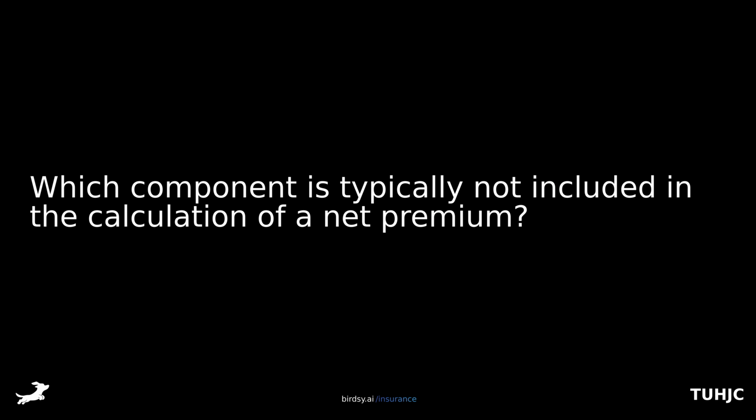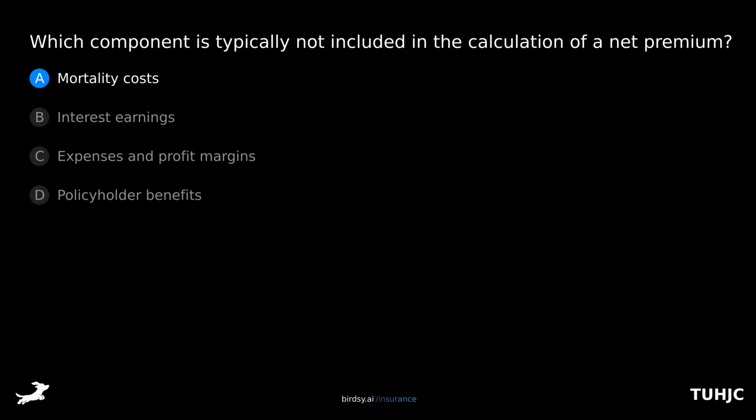Which component is typically not included in the calculation of a net premium? Is it A, mortality costs, B, interest earnings, C, expenses and profit margins, or D, policyholder benefits? The answer is C, expenses and profit margins.